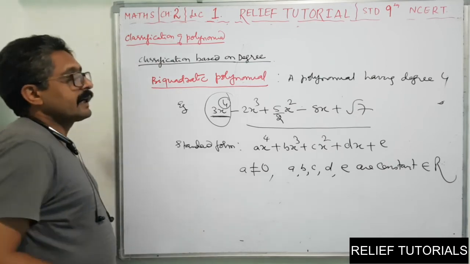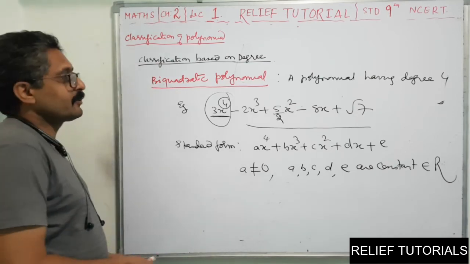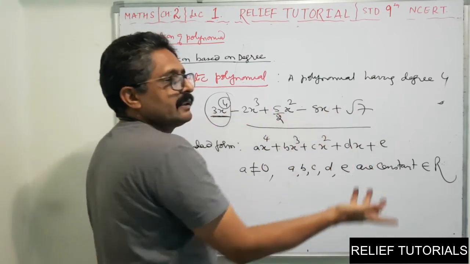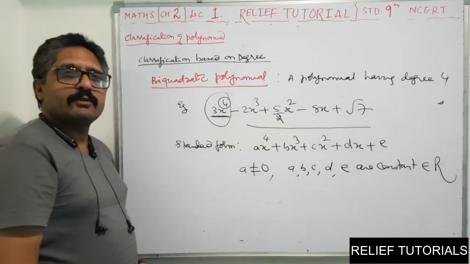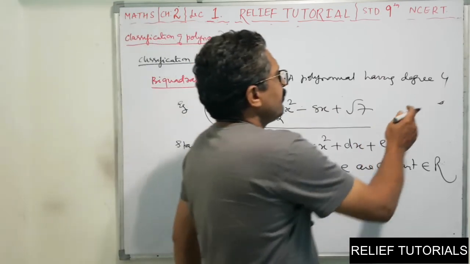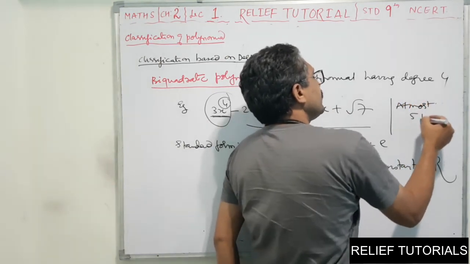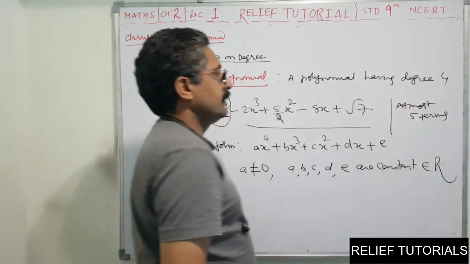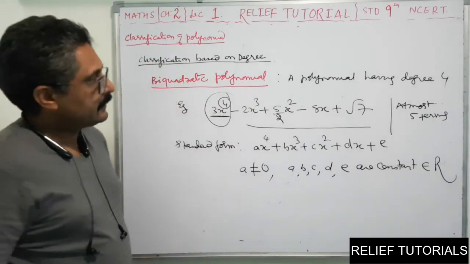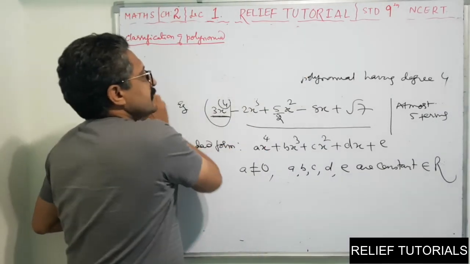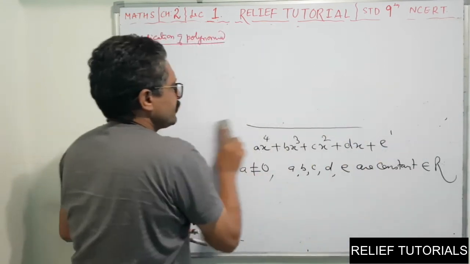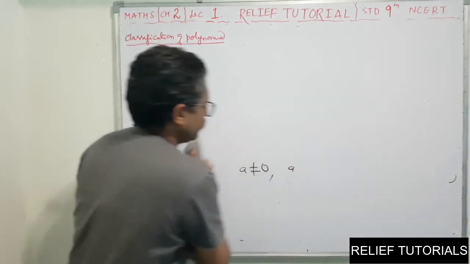And here, at most how many terms does it have? 1, 2, 3, 4, 5. So at most 5 terms. A biquadratic polynomial has at most 5 terms. Have you got it? So this is the classification of a polynomial based on degree. We'll discuss one more.